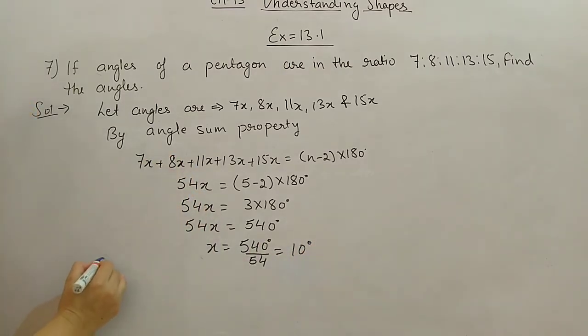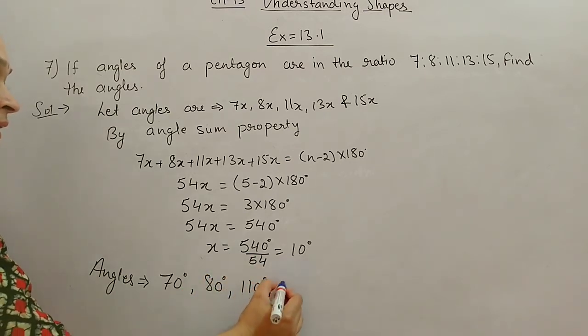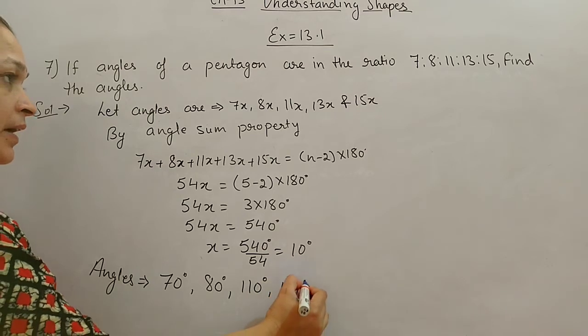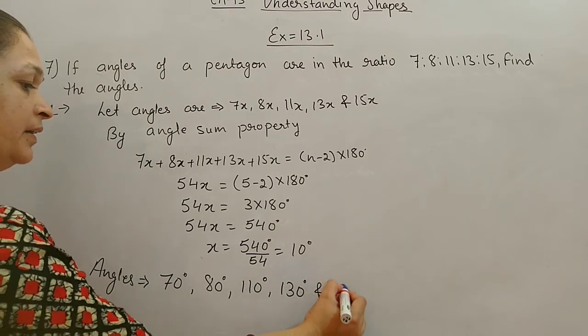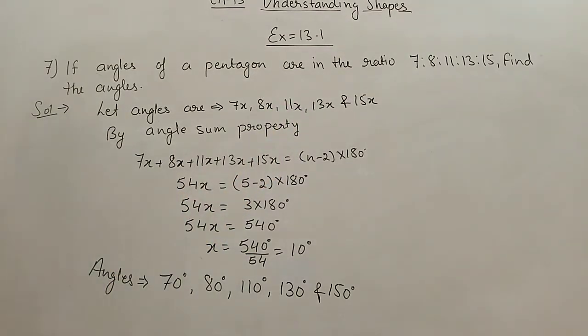Now the angles will be: first 7 into 10, 70 degree, second 8 into 10, 80 degree, third 11 into 10, 110 degree, then 130 degree and 150 degree. Substitute the value of x in all the angles.